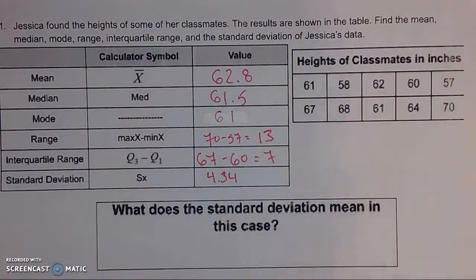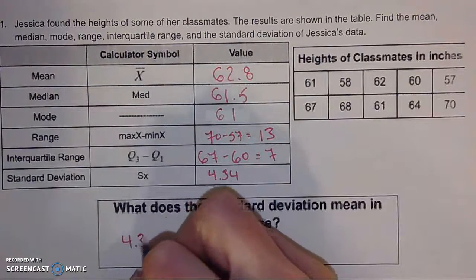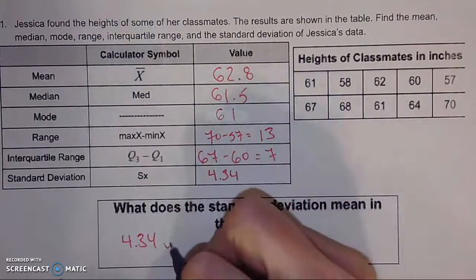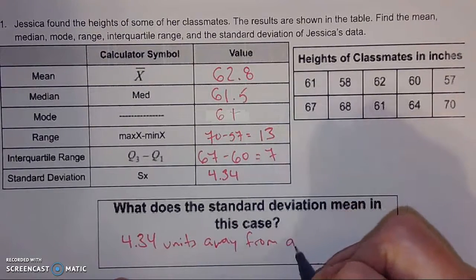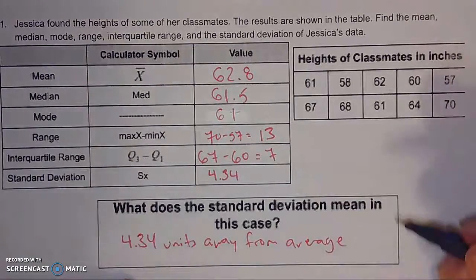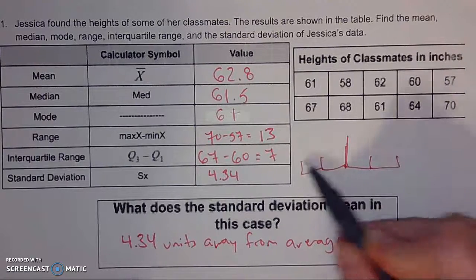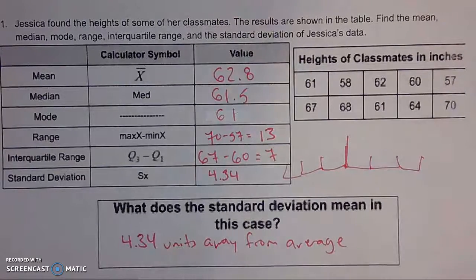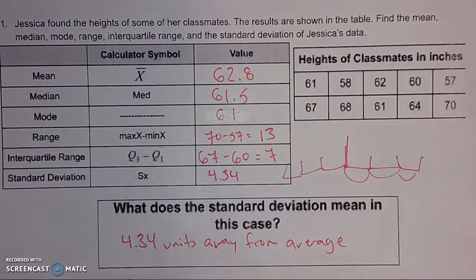Now what that means, so this question says, what does the standard deviation mean in this case? That means that 4.34 units away from average. That means I'm going to have some average and I'm going to take a couple steps away, and I should take usually 3-ish steps, but it's going to be about 4.34 steps away in order to get all that data encompassed. And it's not an exact definition, that's also a terrible picture.